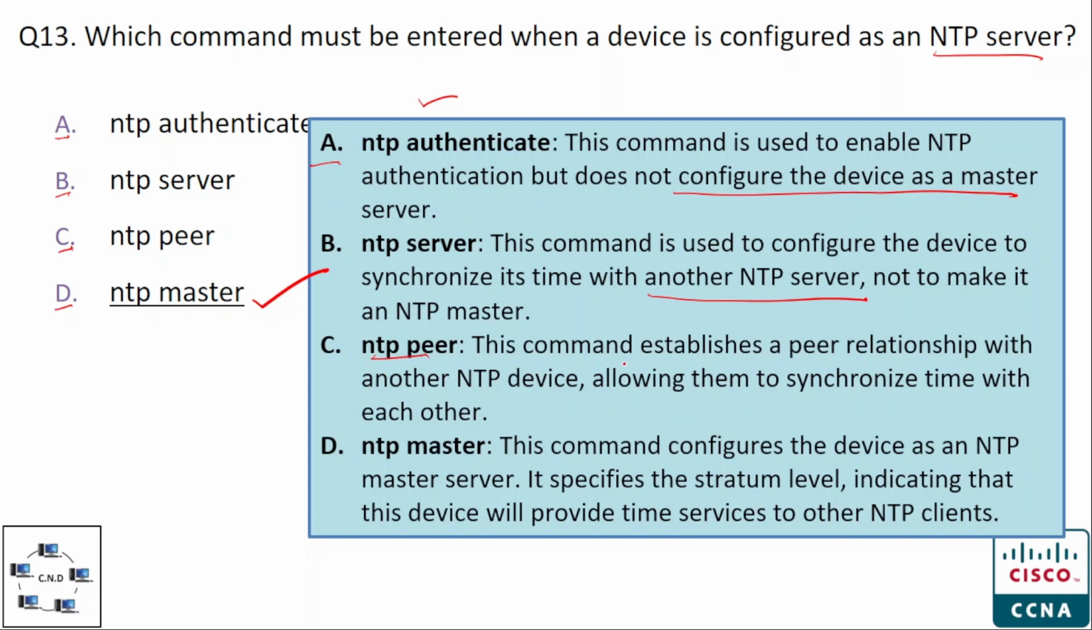NTP pair: this command establishes a peer relationship with another NTP device, allowing them to synchronize time with each other, while NTP master: this command configures the device as an NTP master server. It specifies the stratum level, indicating that this device will provide time services to other NTP clients.